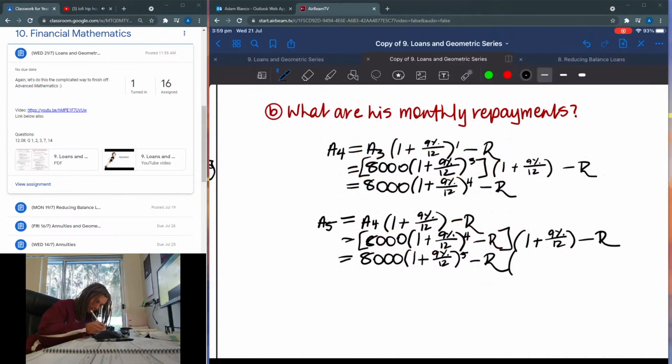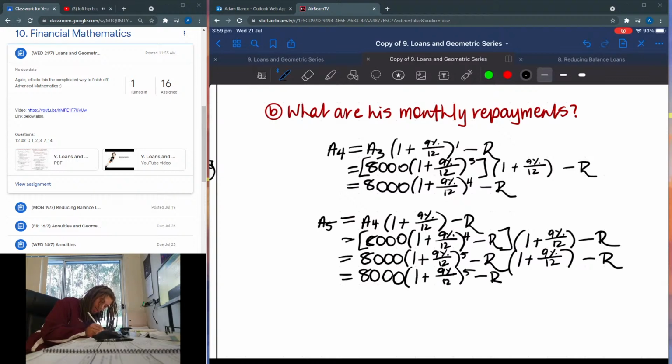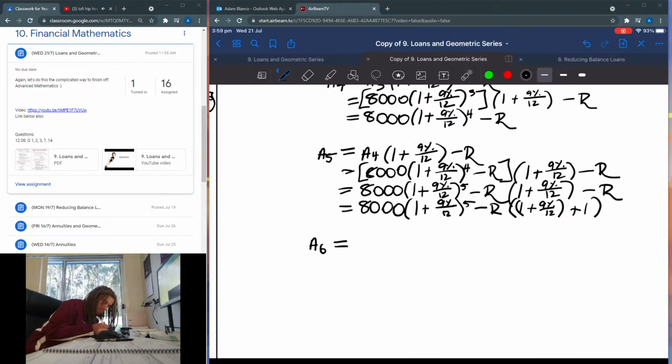Keep track of your working out. 1 plus 9%. Okay, minus R. Now I factorize. I thought I was missing something. That's why I was a little bit hesitant to continue. Minus R outside of 1 plus 9% on 12 plus 1. Yes, okay. A6. Oh my god, this is so much working out. It was A5 and compounds and ROK. A5 was all this junk.